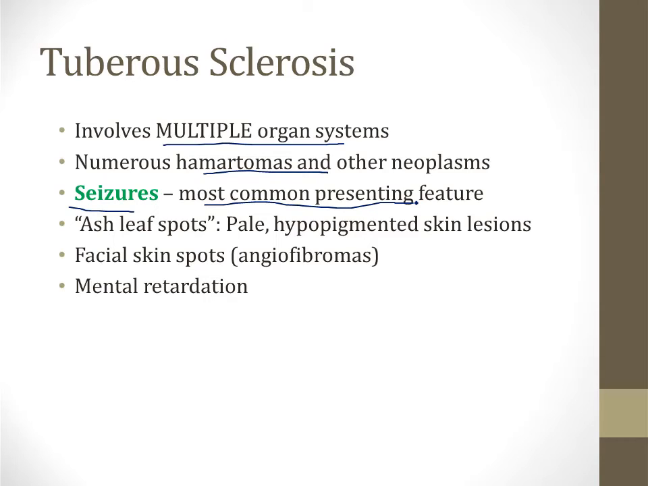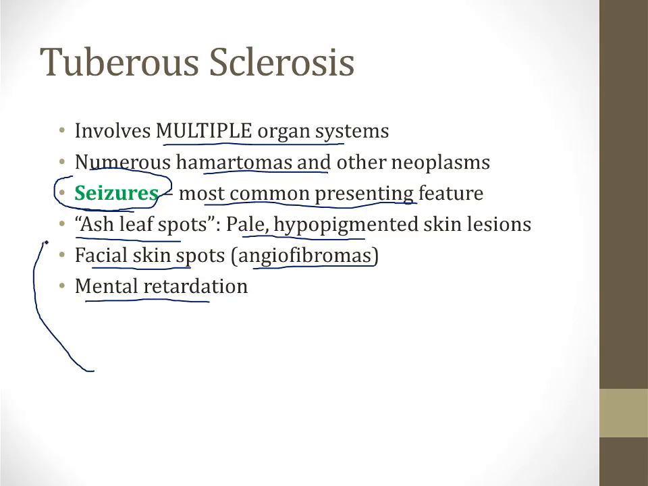In addition to seizures, other characteristic findings are the presence of ash leaf spots. These are pale hypopigmented skin lesions. I'll show you a picture of one of these in a minute. In addition, these children often have facial skin spots called angiofibromas, and finally there's often mental retardation. So the typical presentation is for a child to come to the doctor for seizures and then some of these other features to be present.